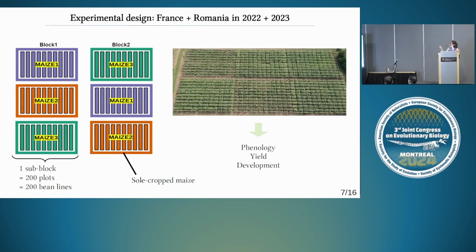So we applied this design that is composed of two main blocks. Each block is divided into three sub-blocks that correspond to our three maize populations. And for each sub-block, the corresponding maize was sown with the 200 bean lines in randomized plots. And so we applied this design in France and in Romania for two years. So you have here a nice picture from the Romanian field, and we measured the traits in both crops related to phenology, yield, and development.